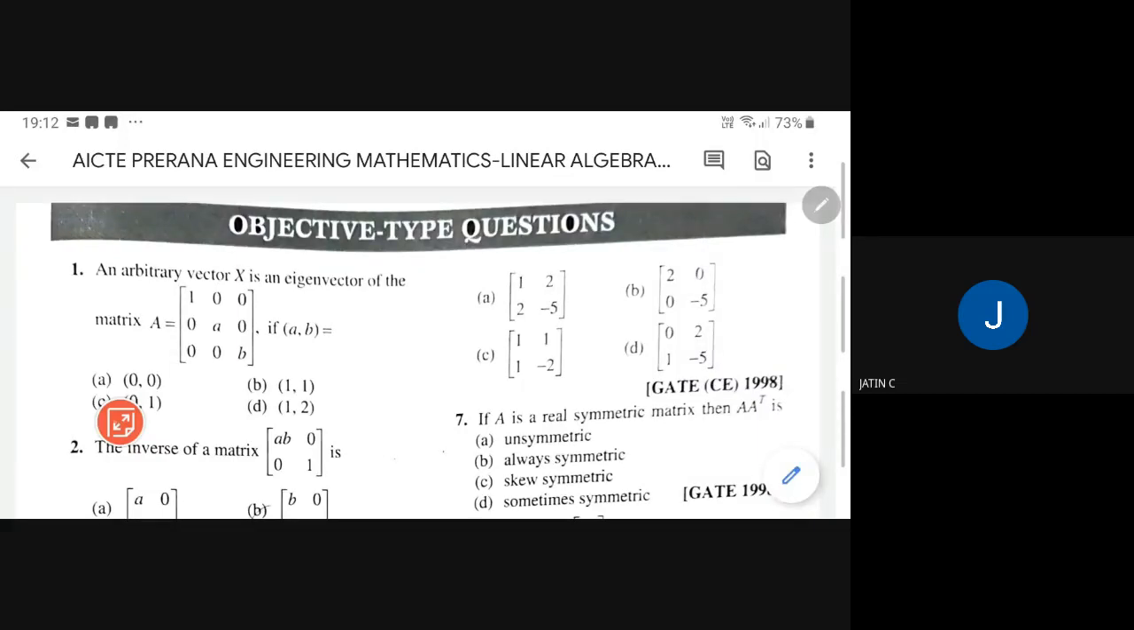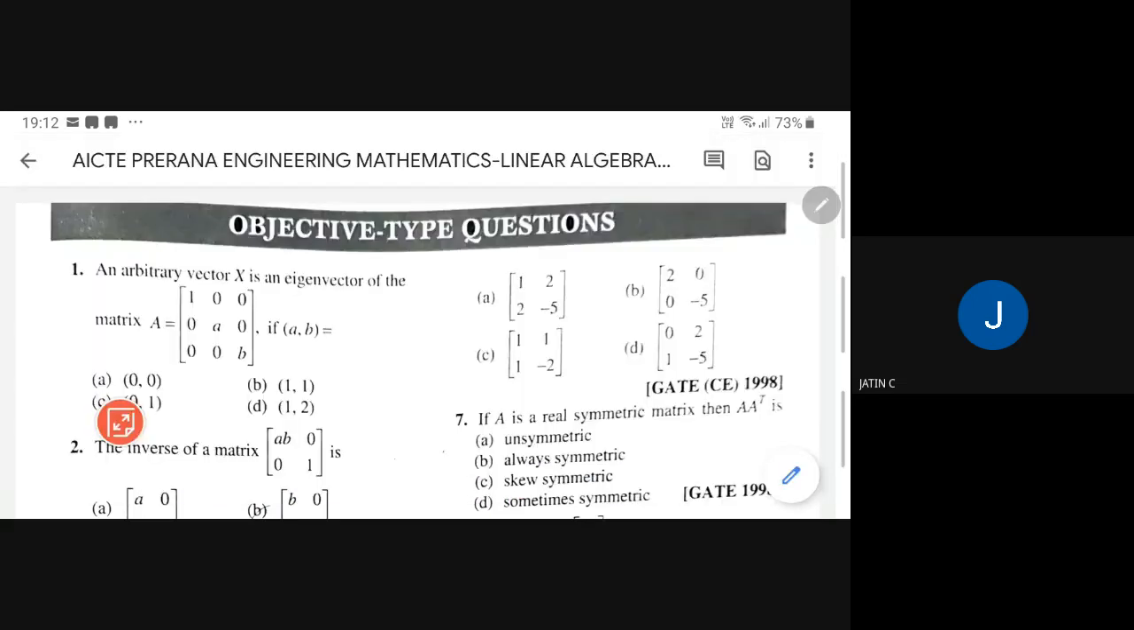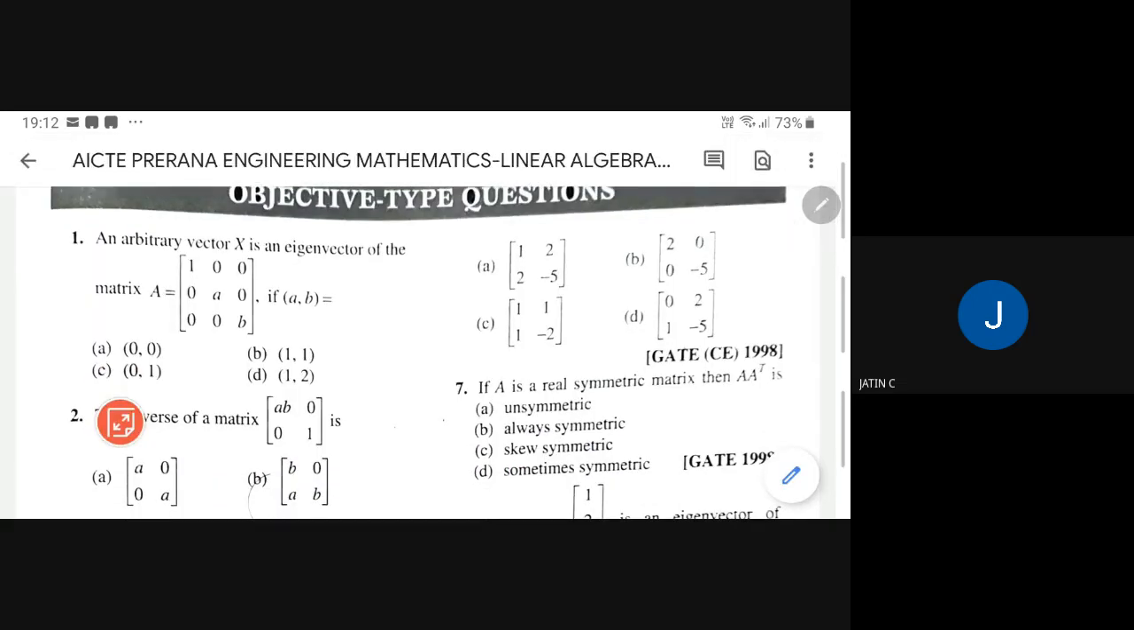We have in fact the first question. If you look at this one: an arbitrary vector x is an eigenvector of the matrix A, which has three rows: 1 0 0, 0 A 0, 0 0 B. For any vector to be an eigenvector of this matrix, what are the values of A and B?